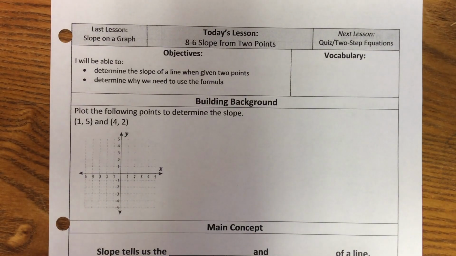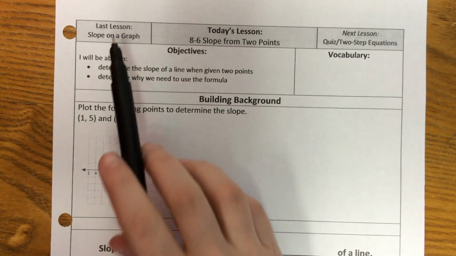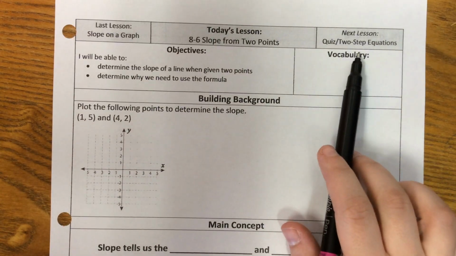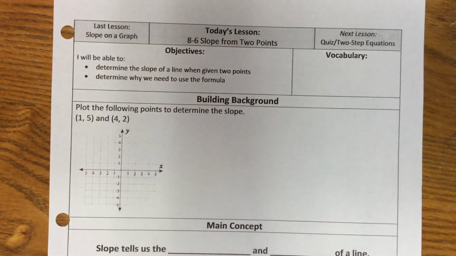Right, welcome to 8.6, slope from 2 points. We just did slope on a graph. So your next thing you're going to do is a quiz, and then we're going to do two-step equations, and then you're almost done with chapter 8.